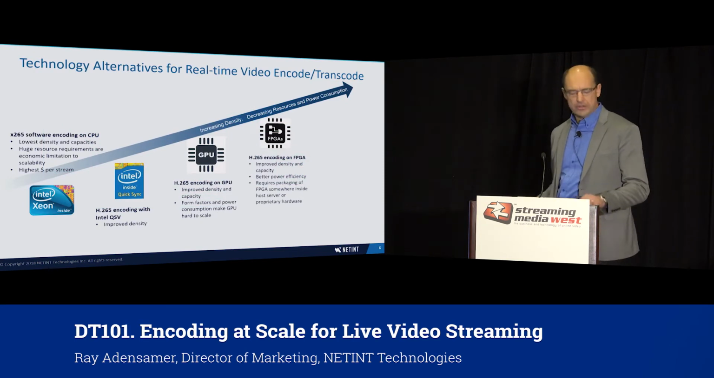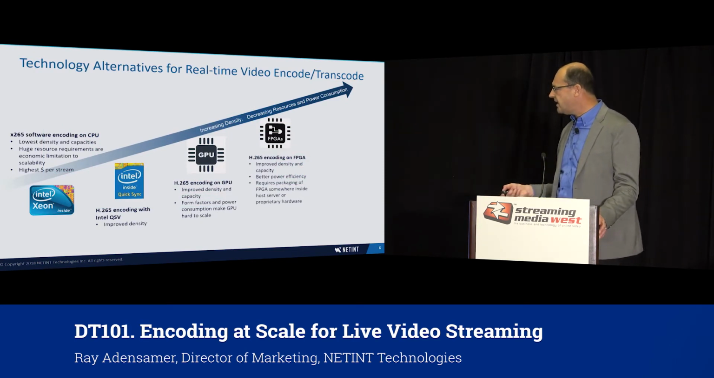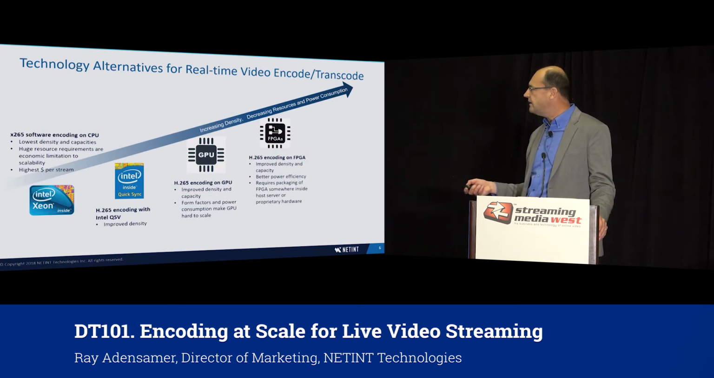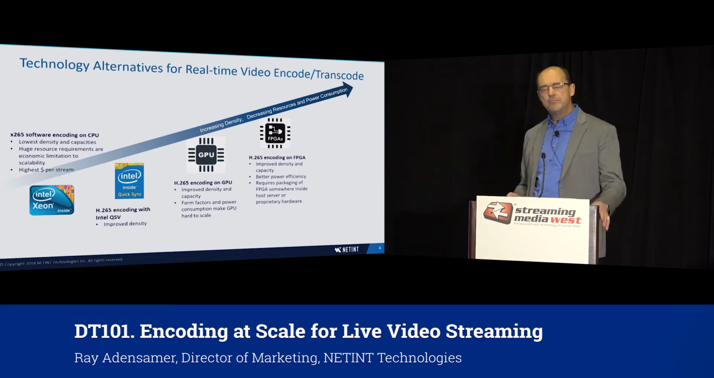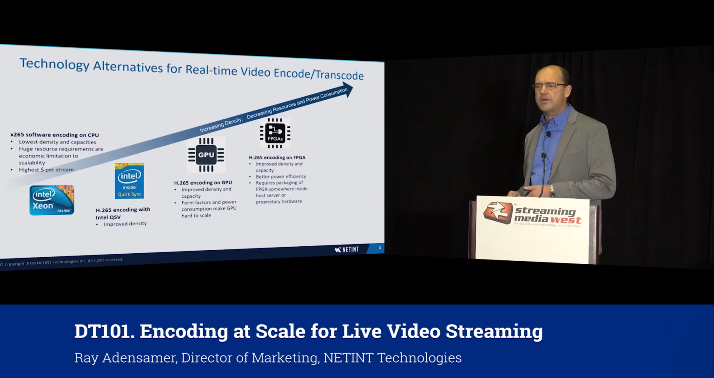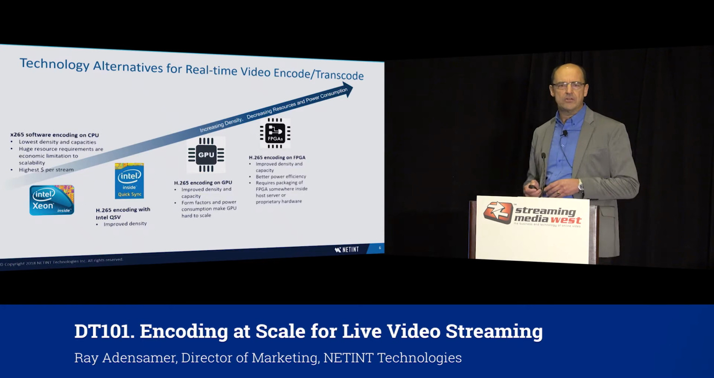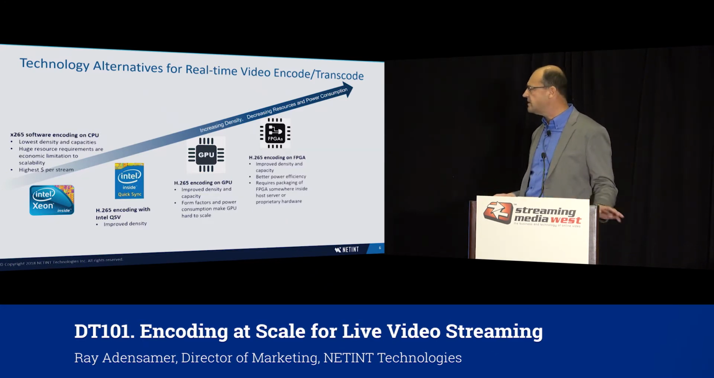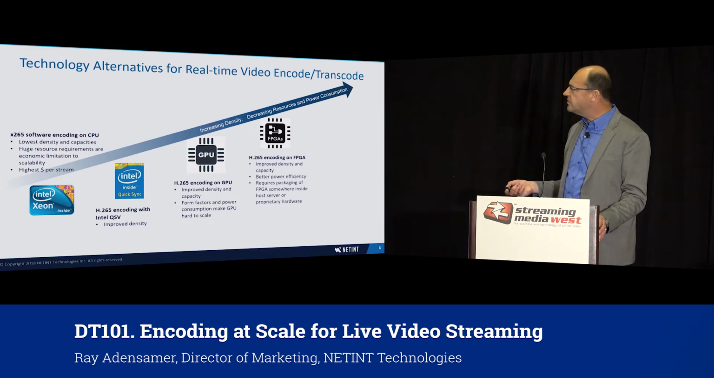So how do you deliver transcoding in the network today? Most of the transcoding and encoding done today is using software on a CPU. The biggest benefit of doing it in software is it's flexible. You can use that CPU capacity for when you're not doing encoding or transcoding. You can use it for your billing, you can use it for your data analytics, things like that. But in reality, this is going to give you your lowest density and capacities. There are huge resource requirements and economic limitations to the scalability of this type of architecture.